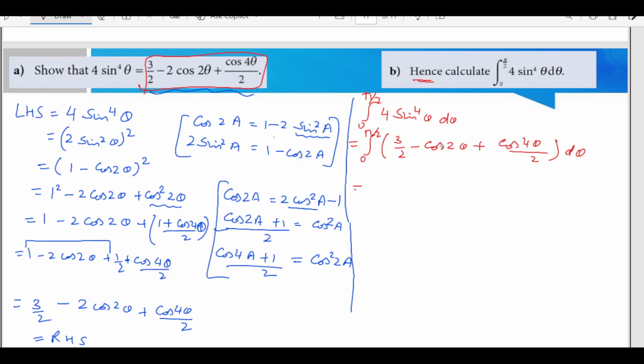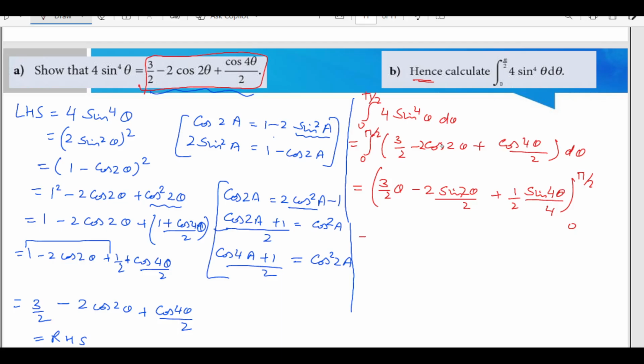Now we will integrate. This is going to be 3 over 2 theta minus 2 cos 2 theta, sorry, there was a 2 here. The integration of cos 2 theta is sine 2 theta over 2, and then plus, the integration of cos 4 theta is sine 4 theta over 4, right? Then we have the limits, upper limit and lower limit, 0 to pi by 2, right?